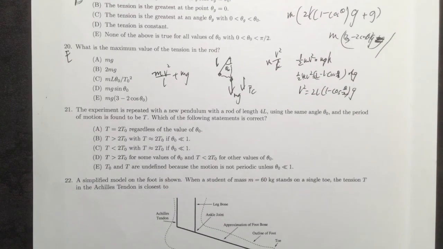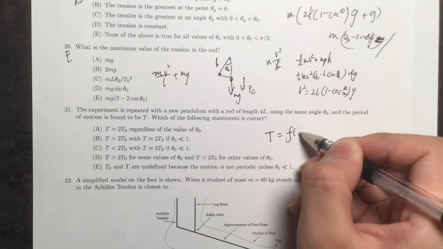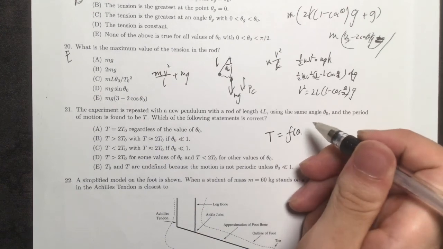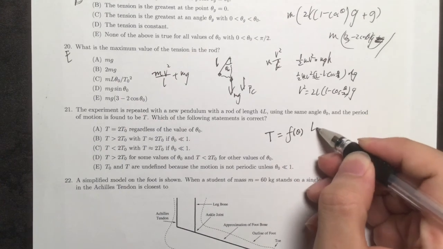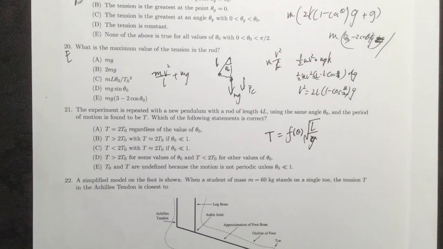Okay, question number 21. The experiment is repeated with a new pendulum with a rod of length 4L, using the same angle theta. And the period of motion is found to be T. Which of the following statements is correct? Well, we know no matter how we choose the angle, the period of the pendulum will be T equal to a function of the angle theta times the square root of L over g.